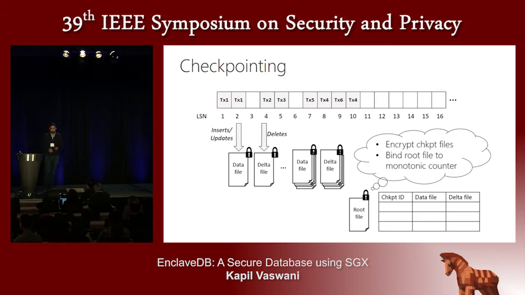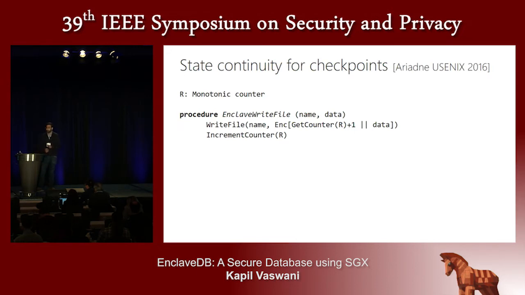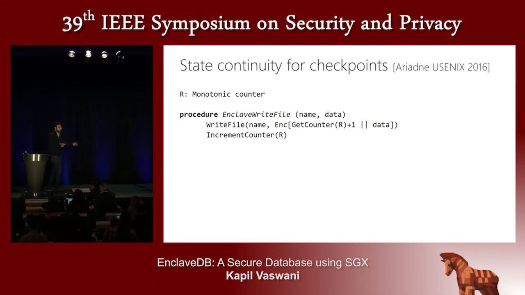And this process of binding the checkpoint file to a root file can be achieved using a protocol called Ariadne that was proposed in USENIX 2016. And the idea here is that when we write the root file, we encrypt the root file, and in the root file embed the value of the current counter value, and then increment the counter after the file has been written out.